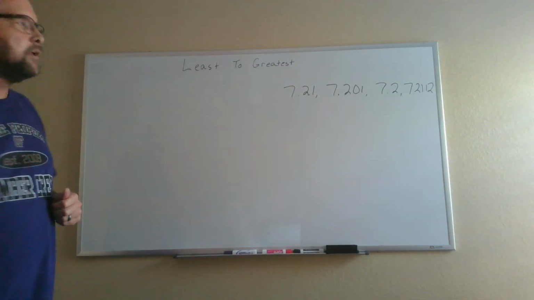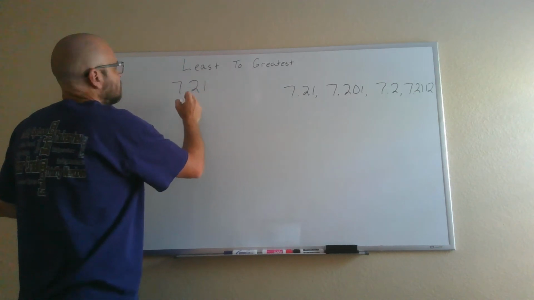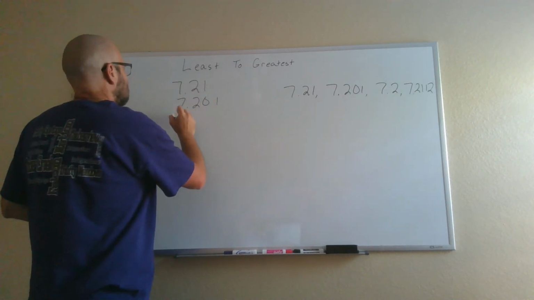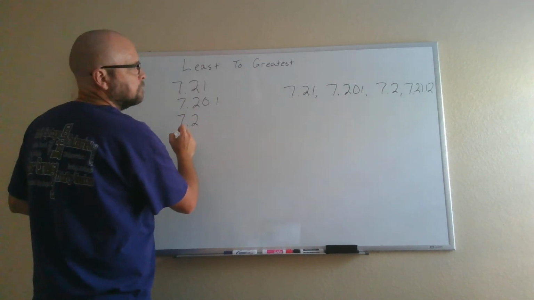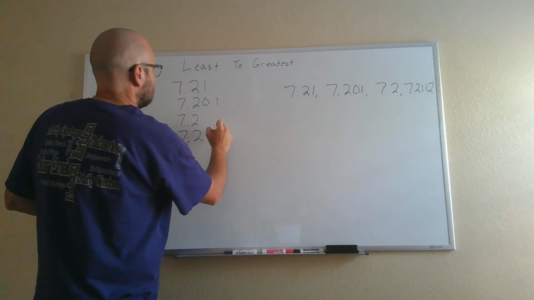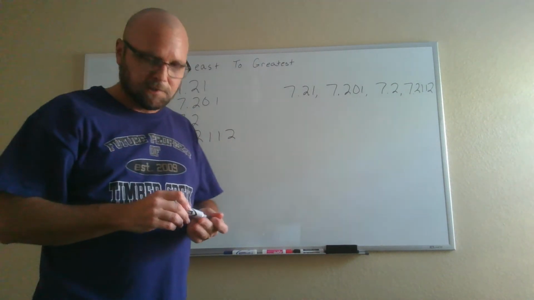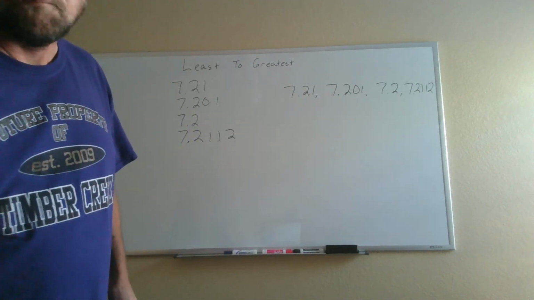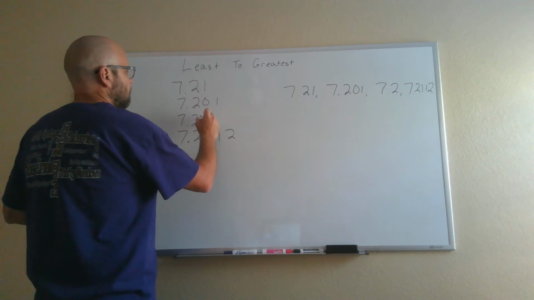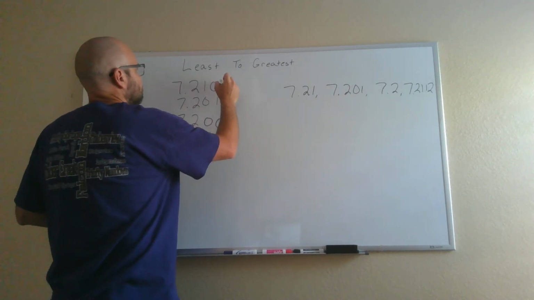Alright, so we rewrite them, lining up the place values. We have 7 and 21 hundredths, 7 and 201 thousandths, 7 and 2 tenths, and 7.2112. I fill in any places so that they go the same number of digits behind the decimal point. So this one has 4 behind the decimal point, that's the biggest.